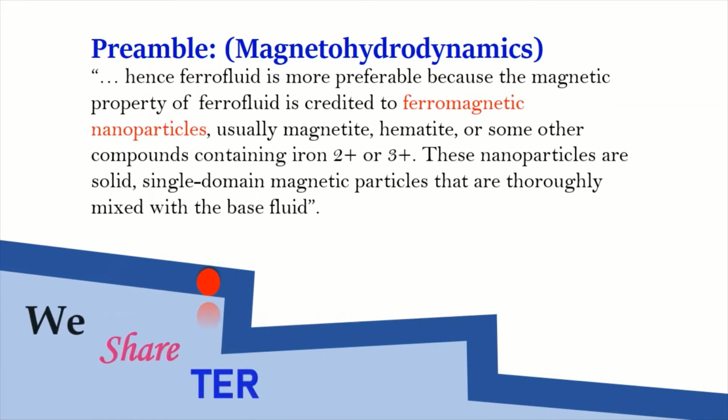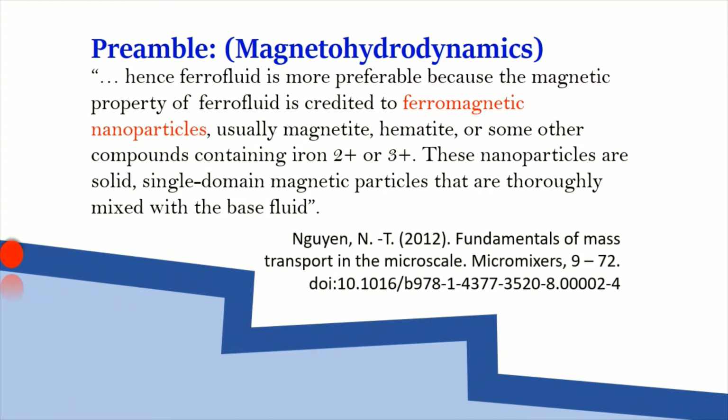Hence, ferrofluid is more preferable because the magnetic property of ferrofluid is credited to ferromagnetic nanoparticles, usually magnetite, hematite, or some other compounds containing iron 2+ or 3+. These nanoparticles are solid, single-domain magnetic particles that are thoroughly mixed with the base fluid.